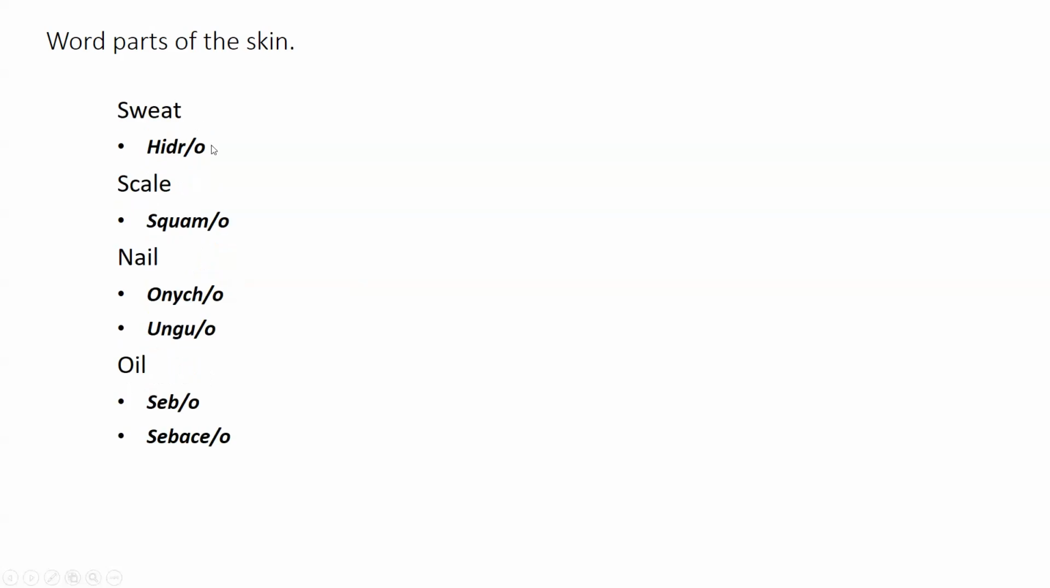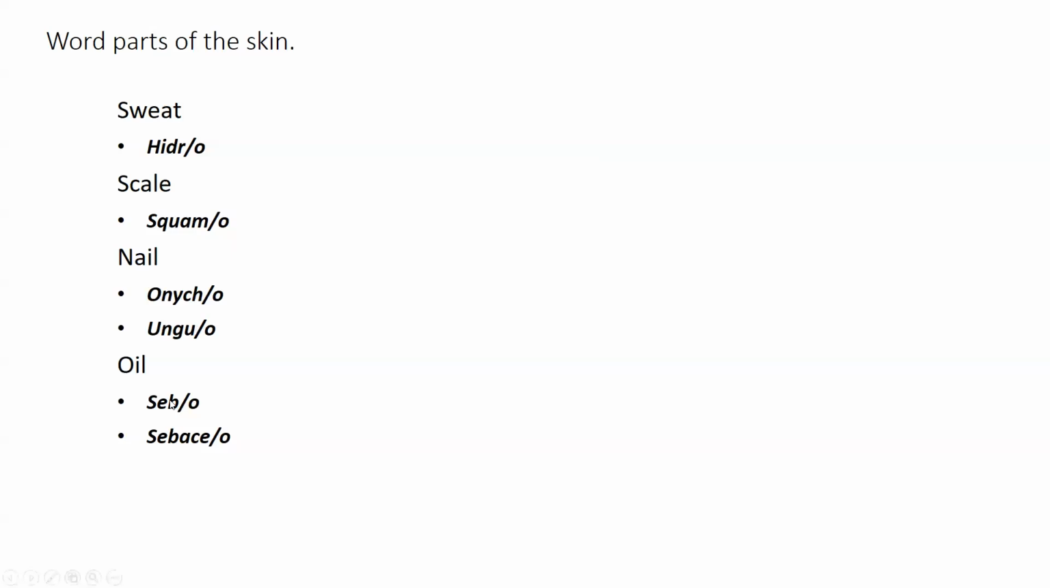Words for sweat: hydro. There's the I, not a Y, means sweat. Scale: so squamous literally means flat. You won't see this very much. When they refer to scaly skin, they'll usually use the root that means fish, which is ichthyo. Two different words for nail. Onycho, which is probably the most commonly used in human medical terminology, but occasionally you'll see unguo. You may have heard of ungulates. Those are hooved animals. Hooves are basically fused fingernails or toenails if you want.